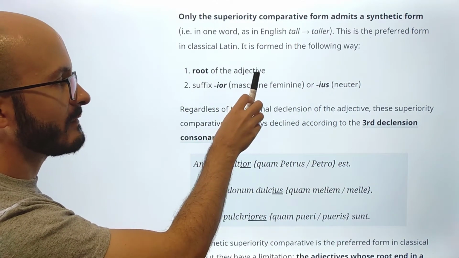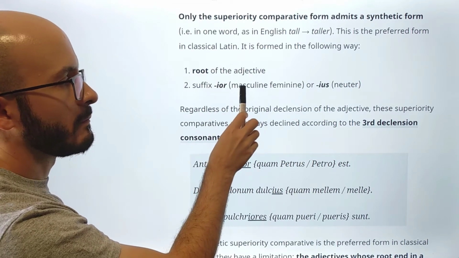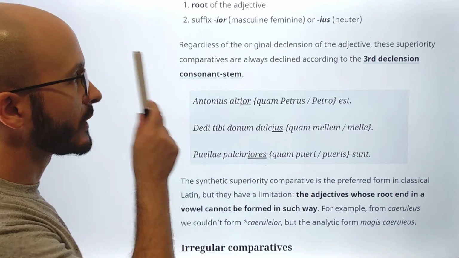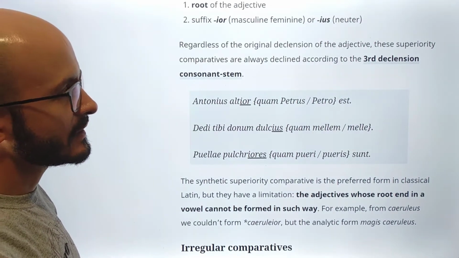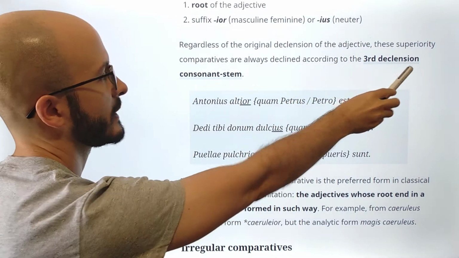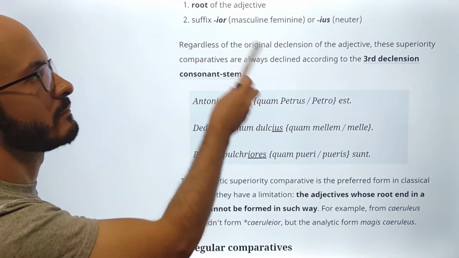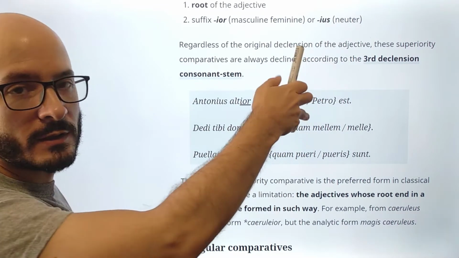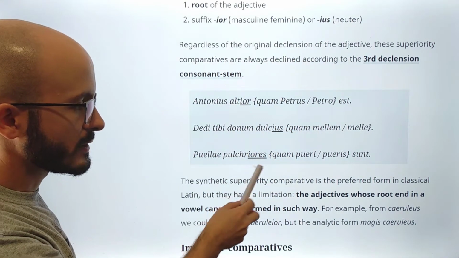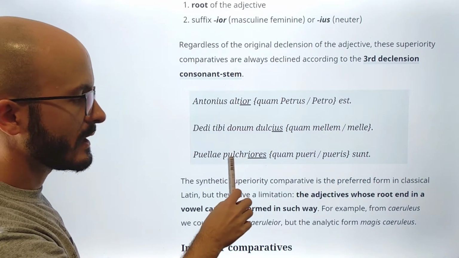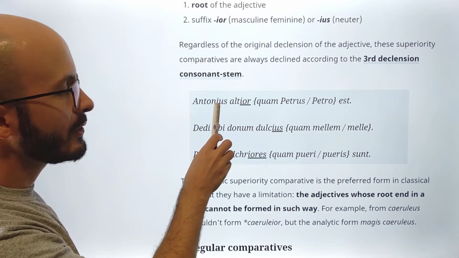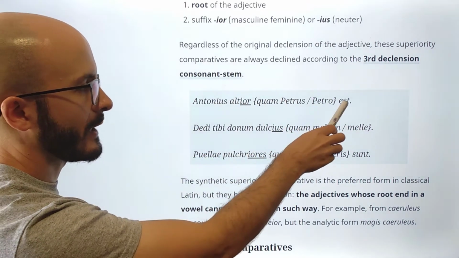Root of the adjective and the suffix -ior, masculine, feminine, or -ius, neuter. Now, regardless of the original declension of the adjective, these superiority comparatives are always declined according to the third declension consonant stem. Okay, so of course, -ior, -ius is third declension consonant stem. So we are going to see that, for example, here we say pulchriores. Okay, we are going to see Antonius altior quam Petrus, Petro est.